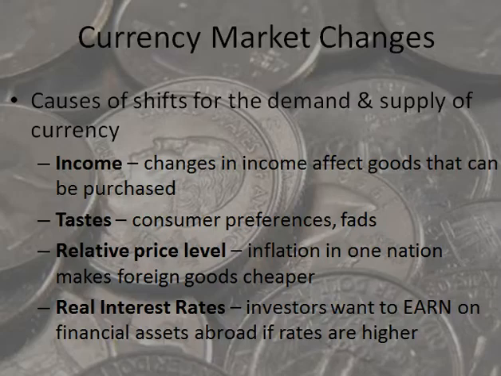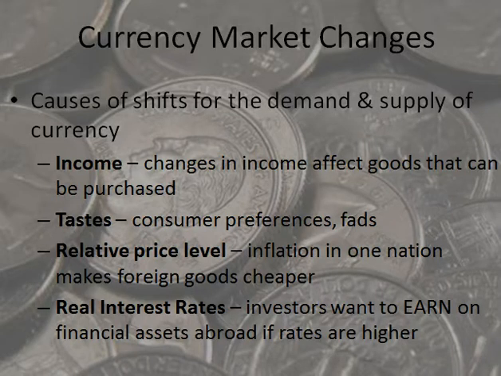So what causes changes in the currency market? The currency market changes because of change in income, which makes sense. If national income increases for people in the United States, we're more likely to purchase goods internationally, or just purchase goods, period. Taste will increase or decrease the demand for other currencies, our preferences, our fads, and the relative price level. Inflation in one nation makes foreign goods cheaper. When we have a high rate of inflation in the United States, we're more likely to seek goods outside of the United States because they are more affordable.